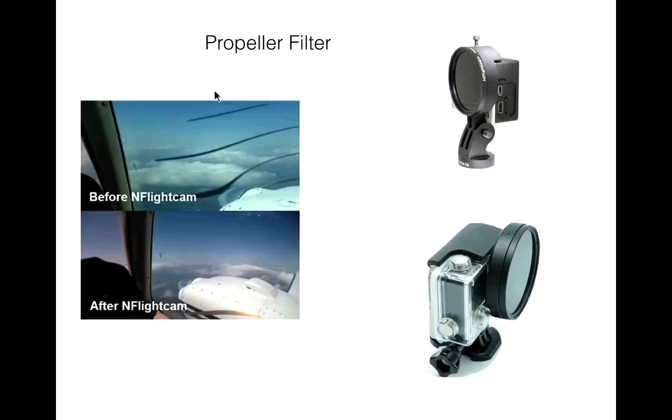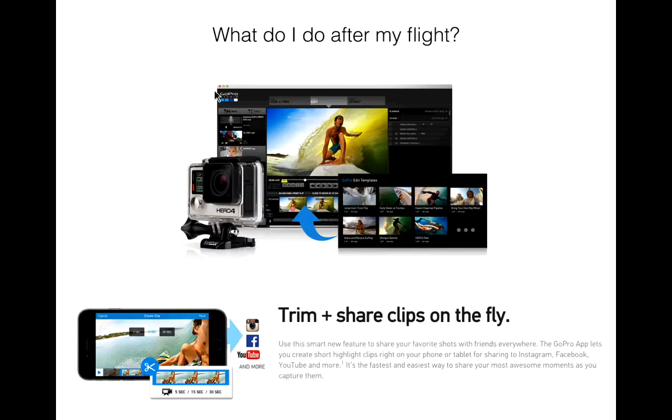And those come in the top one, the cockpit filter comes in the cockpit kit, and then the bottom right one, that comes in the Elite Aviator kit as well. So you get a propeller filter with either kit.